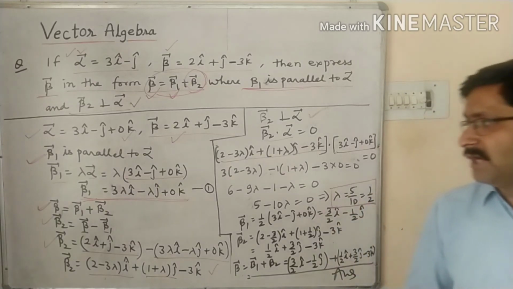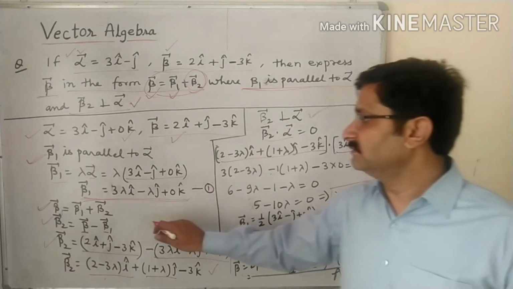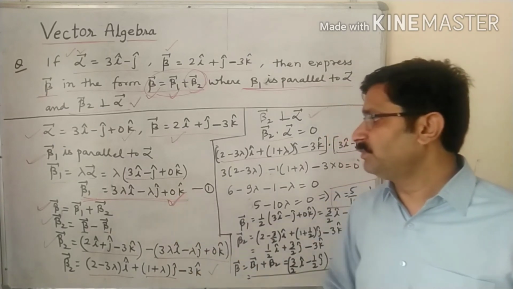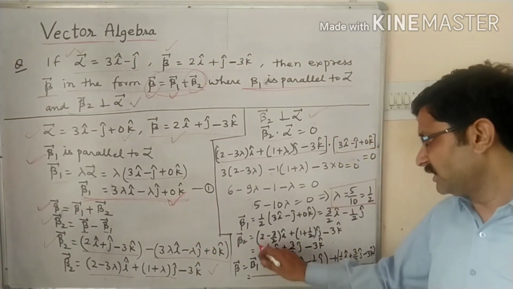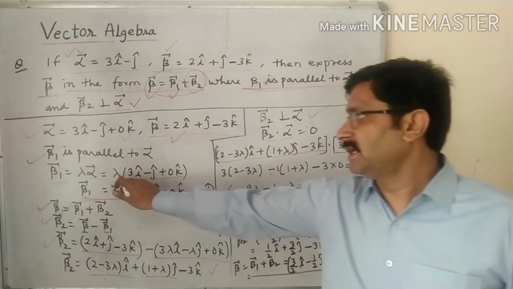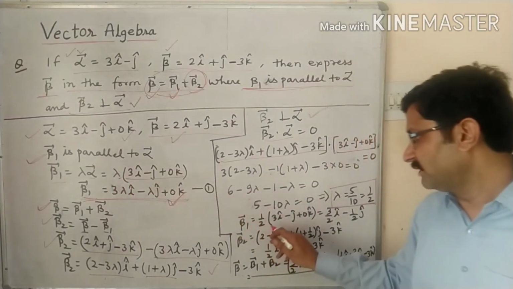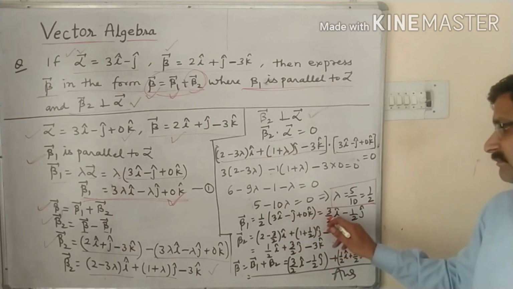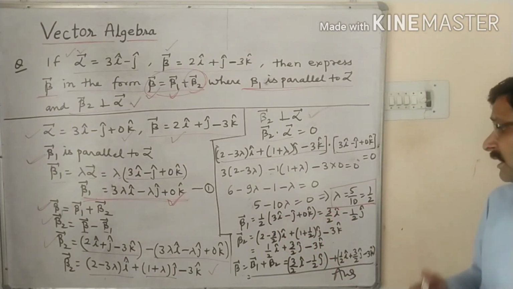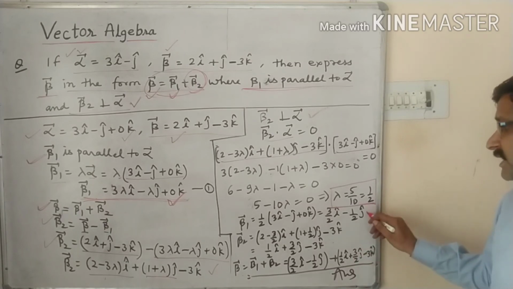Having found lambda, you now have to find beta 1 and beta 2. How can we find beta 1? You put this lambda value in equation 1. Lambda is 1 by 2, so you put 1 by 2 times the bracket 3i minus j plus 0k, which you can write as 3 by 2 i minus 1 by 2 j. This is beta 1.